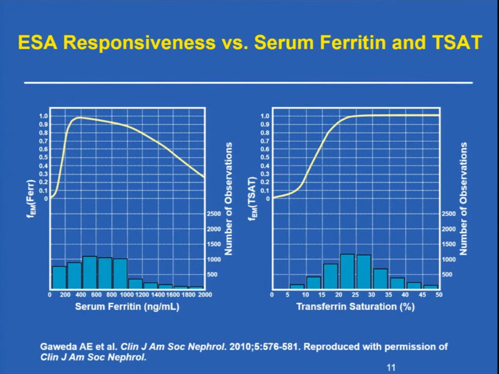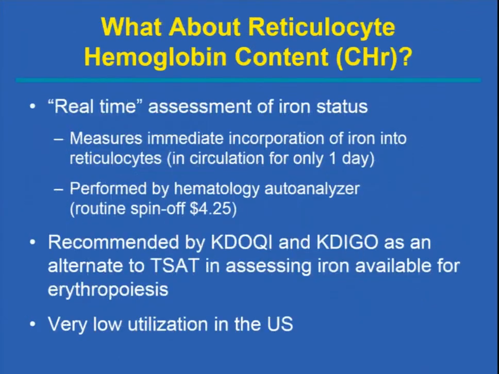transferrin saturation. And as you saw with the Kallentar zeta data, there seems to be a peaking of responsiveness to serum ferritin at somewhere in the neighborhood of 400 to 600, with a relatively plateau effect till about 1,000, and then a significant fall off. At that point, the high serum ferritin level probably represents an inflammatory issue and issues with mobilization of iron. And again, with transferrin saturation, you see a peaking at around 30%.